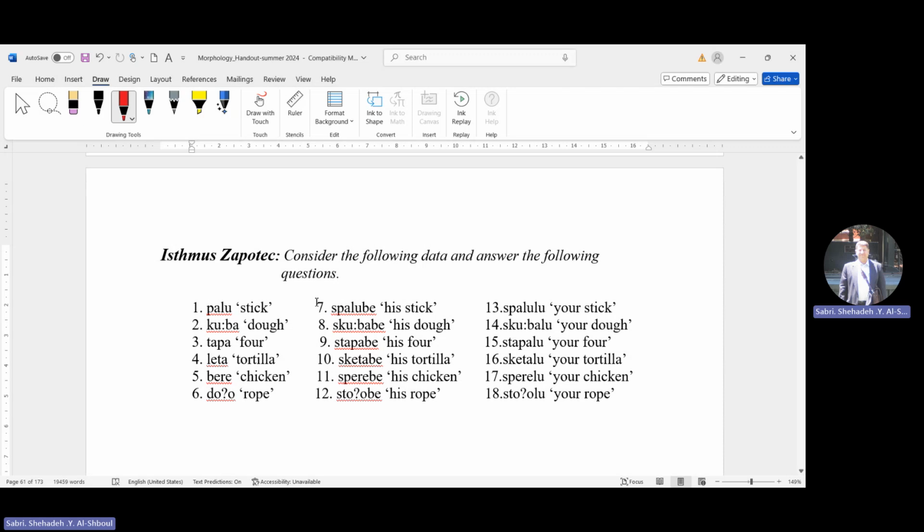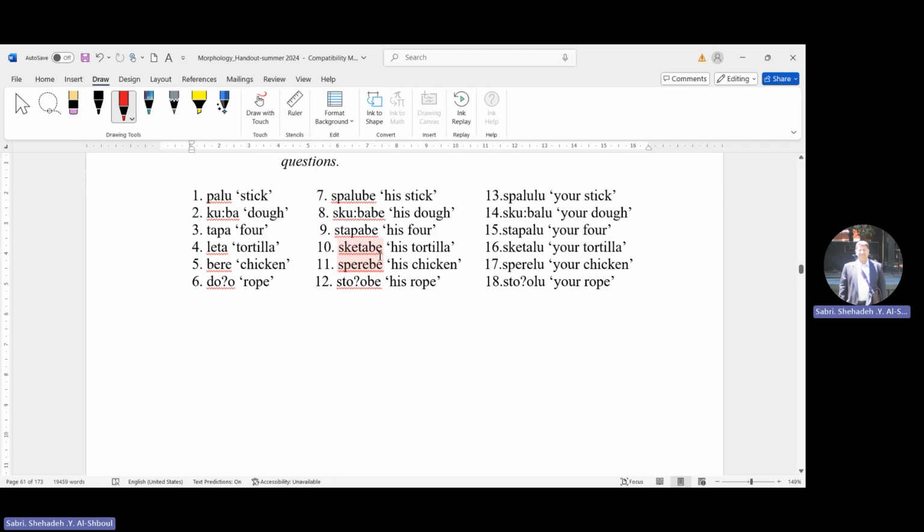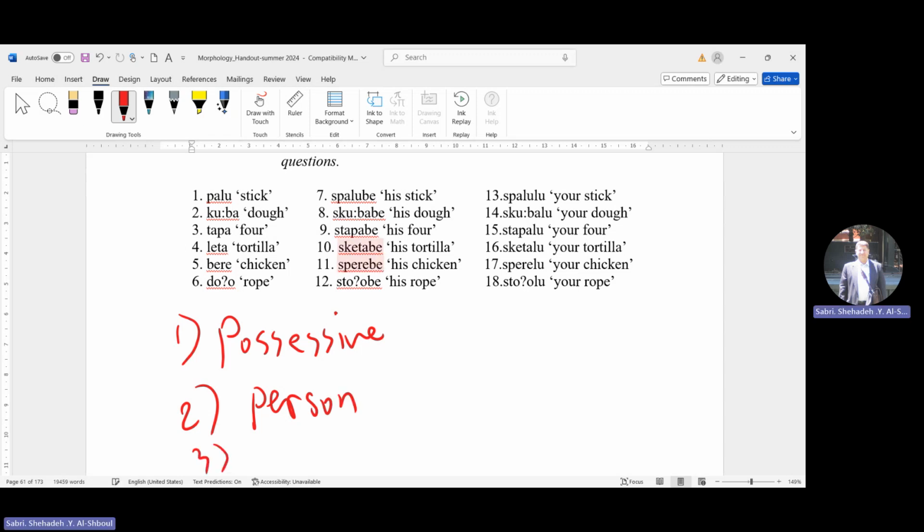If we look into this data now, we should bear in mind that there is a kind of alternation in this data in terms of different levels. The first level is the position, the possessive markers. The second level is the person. And the third level is the alternation that is triggered by the addition of morphemes. So actually, we have to look into this data in terms of these three levels.